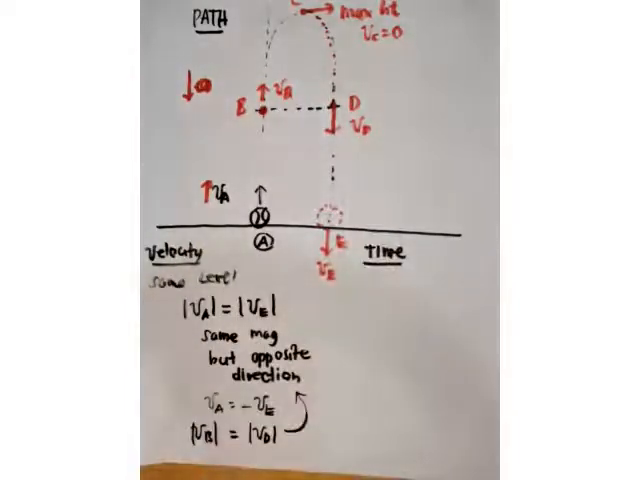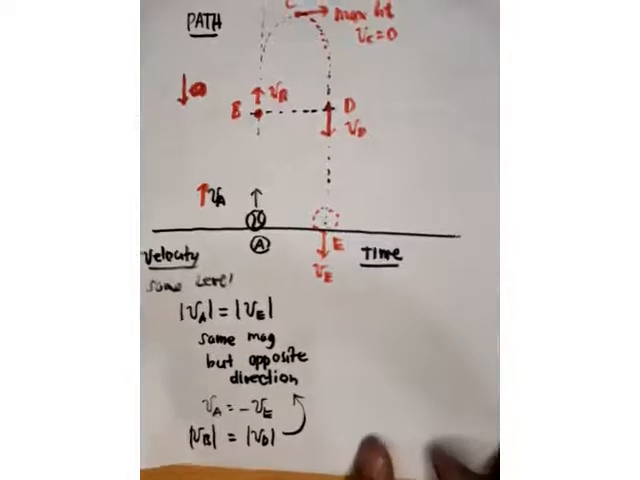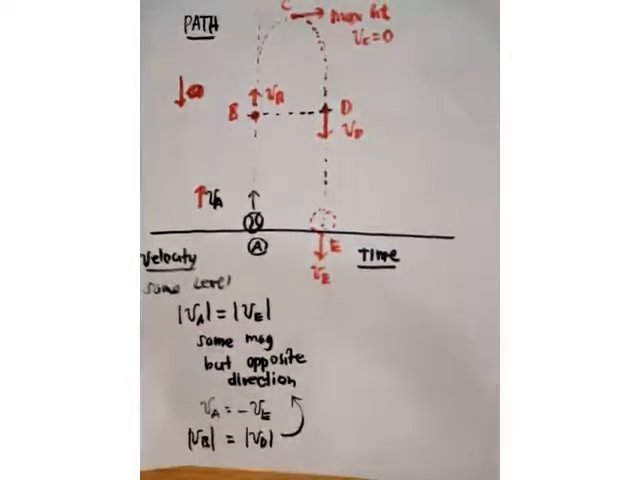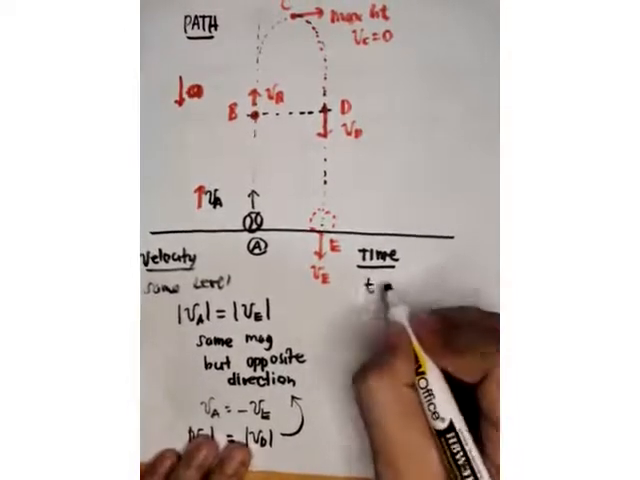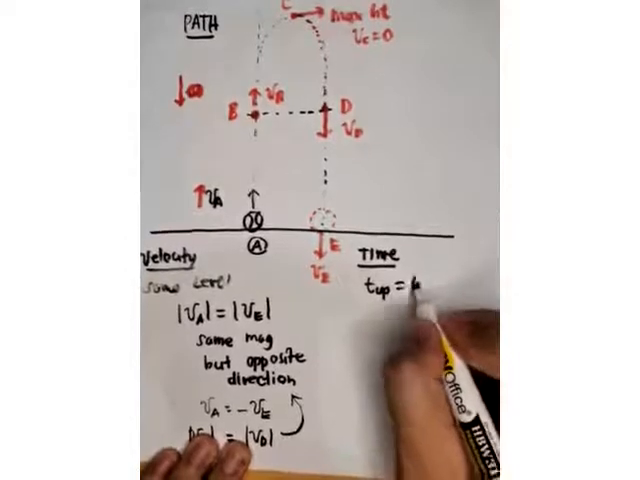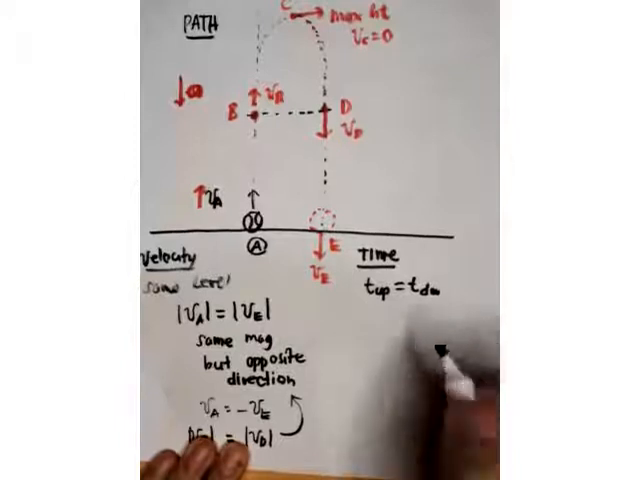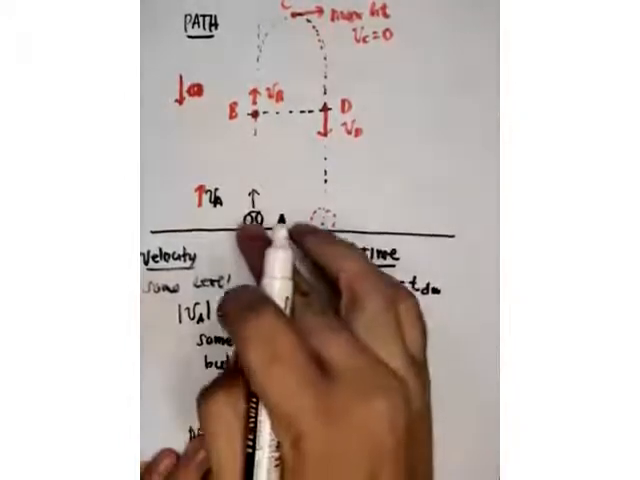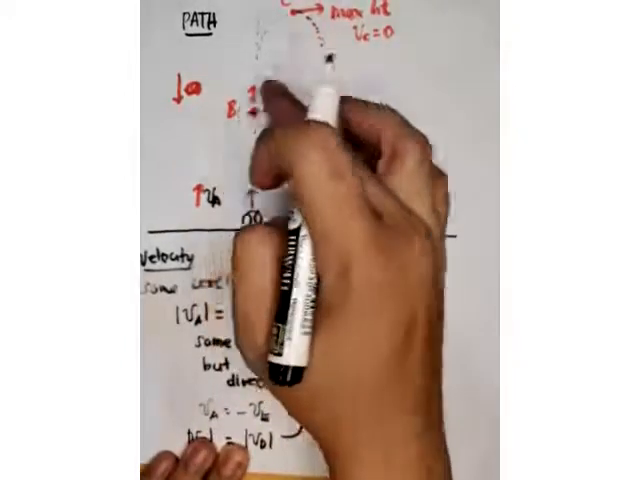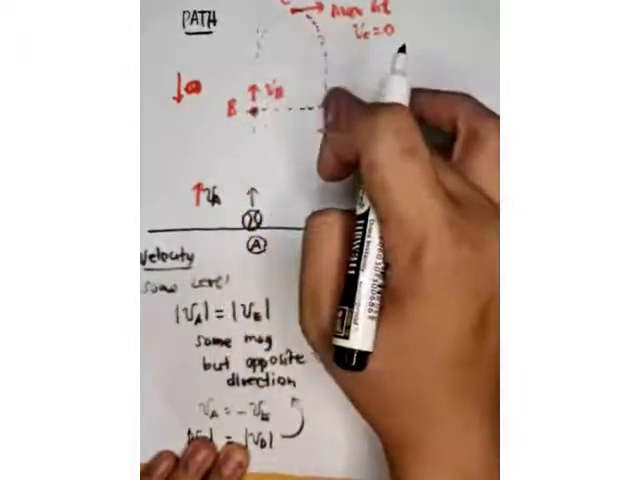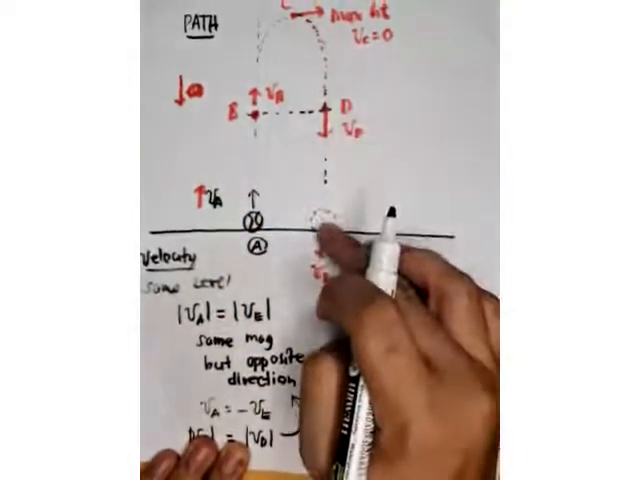So, if they have the same level, the velocity will be of the same magnitude but opposite direction. Okay, next is the time. Class, always remember that the time to go up is equal to the time to go down. This also has to do with the level. For example, from here to here is the same time as from here to here.